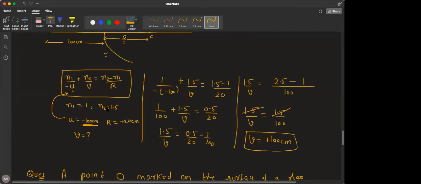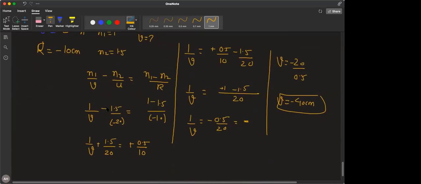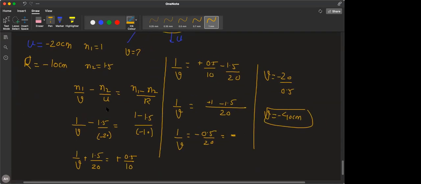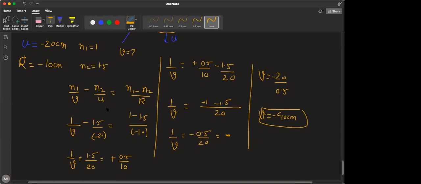It's okay? Yes, sir. This is what I was telling, that we derive in a way that whenever you have N1, that's always a rarer medium. Whenever you have N2, it's always a denser medium. So, written?